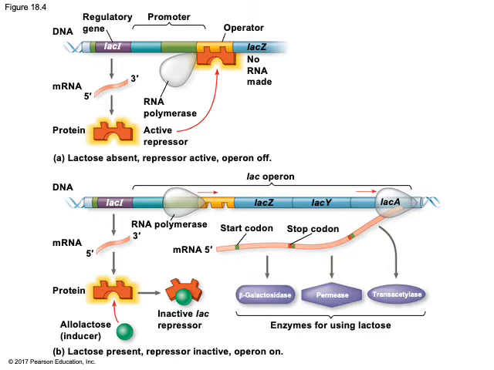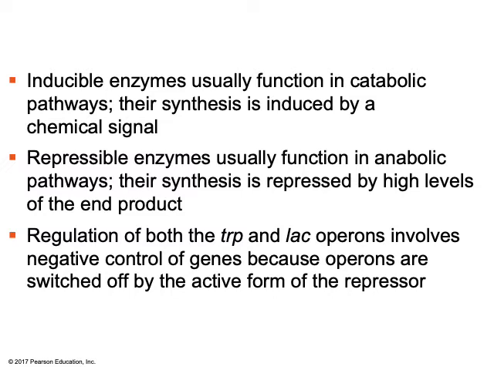Repressible operons are going to be off in the presence of the material. Inducible operons are going to be off in the absence of the material. In general, inducible enzymes are going to be catabolic pathways, because catabolic pathways are digestive pathways, they're breakdown pathways. There is no reason to build the enzymes to break something down if it's not present. Repressible enzymes are usually going to be anabolic or building pathways. That we're going to build something because we need it. We only need it if it's absent.